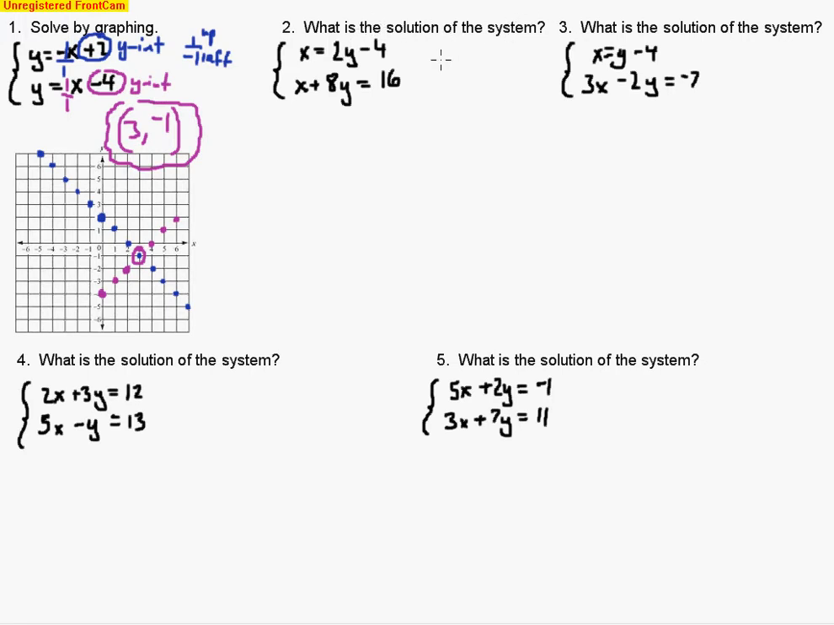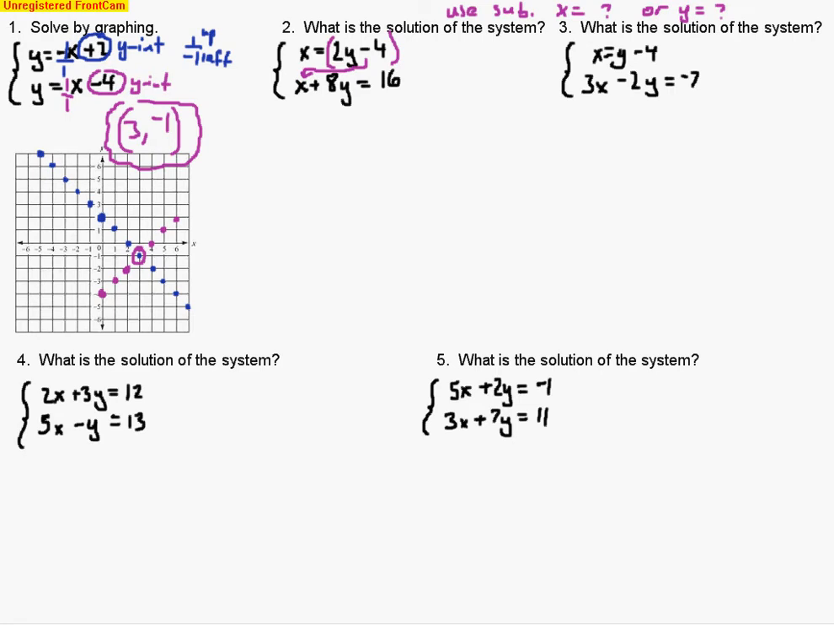Here's another type of system, and this one just says what is the solution. They don't ask for a specific method to solve, but this is a good one for substitution. We're going to use substitution when we have x equals something, like we have here, like 2y minus 4, or when y equals some expression. Here we've got x equaling 2y minus 4, so we're going to take that term and put it in place of x in the equation below.